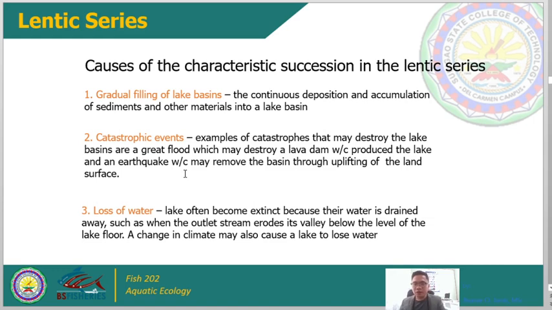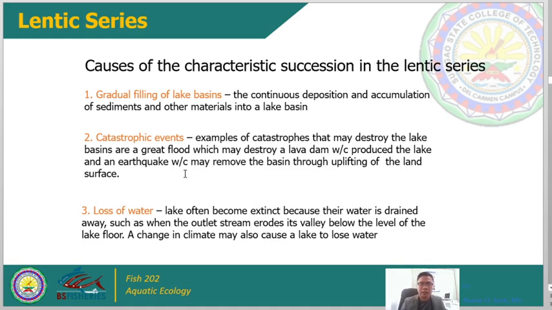Secondly, the catastrophic events. So, examples of catastrophes that may destroy the lake basins are a great flood that will destroy the lava dam which produces the lake, and an earthquake which may remove the basin through uplifting of the land surface. So there are catastrophic events, kanang mga tectonic movements, mga flood, and lava. So kana silang mga events basically will cause succession in the lentic series. Okay? Thirdly is the loss of water.